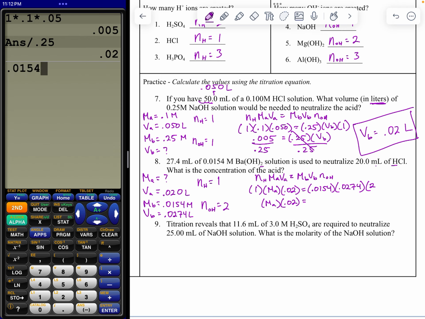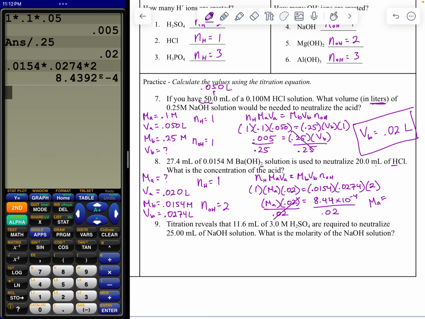And 0.0154 times 0.0274 times 2 is going to give us 8.4. We'll round that up. You're not supposed to round too soon, but it's okay. That's a 9. 0.44 times 10 to the negative 4th there. All right, of course, that's what that operation in the calculator represents. So divide through by 0.02.